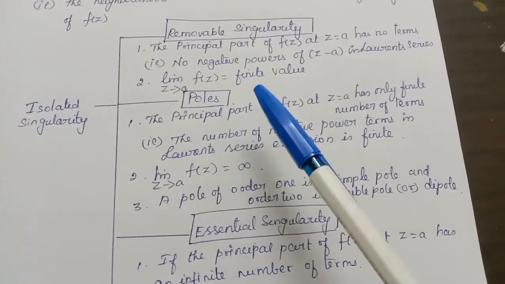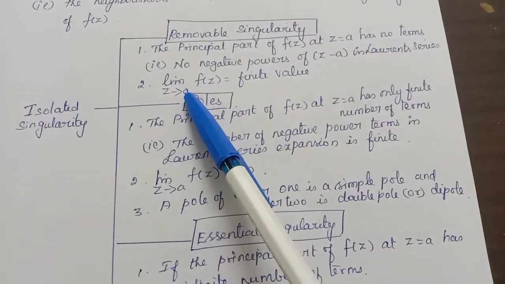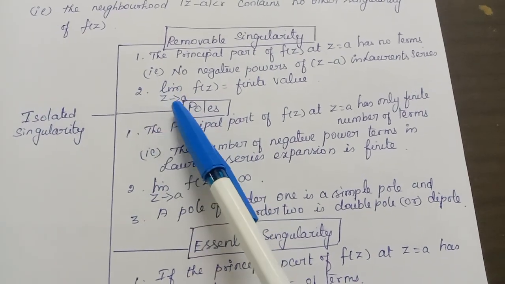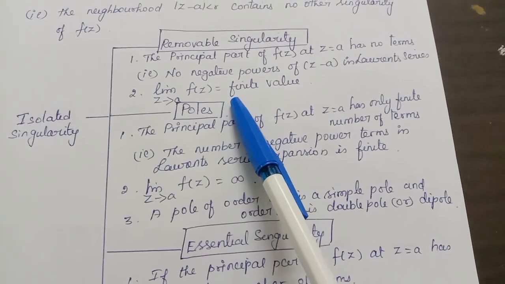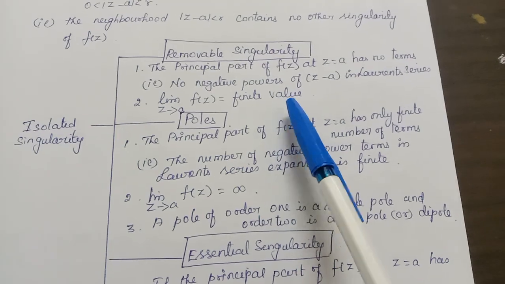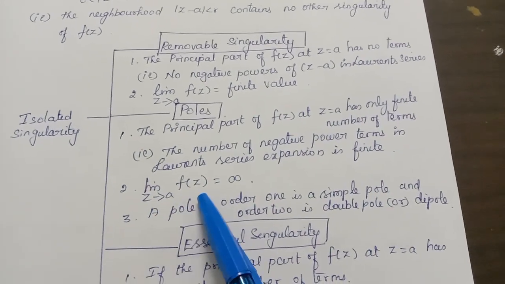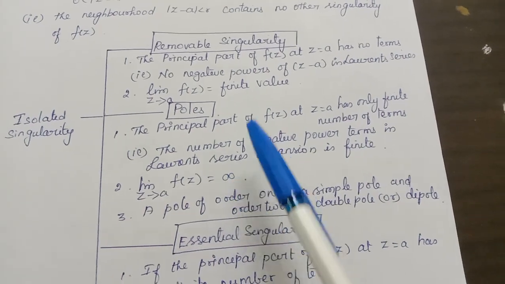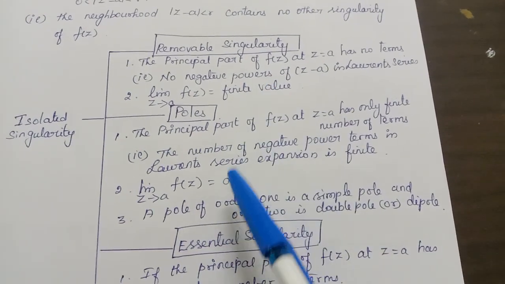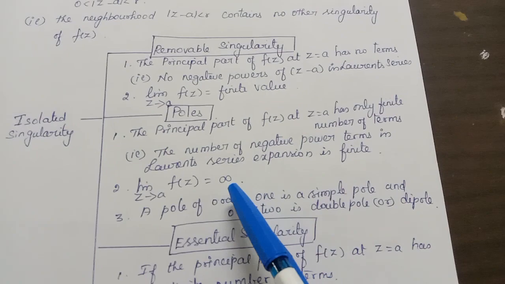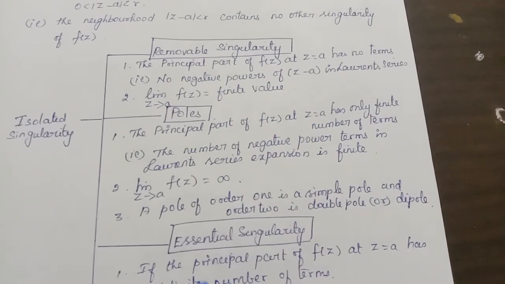Okay, their characteristic is: if a is a removable singularity, then the limit as z tends to a of f(z) will become a finite value. If a is a pole, then the limit as z tends to a of f(z) will become infinity. So these two are their characteristics for removable singularity and pole.